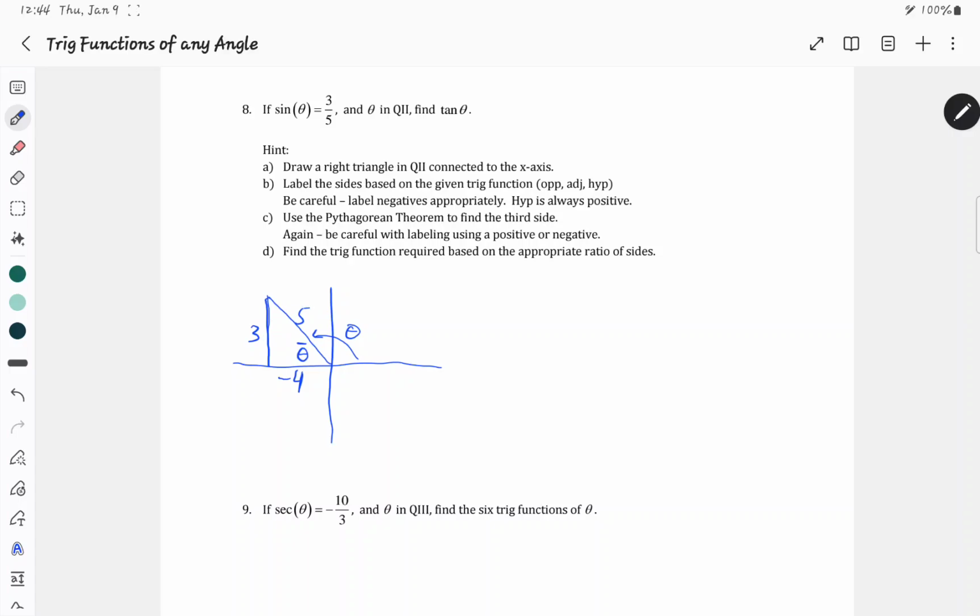So if we're looking for tangent theta, we can say tangent theta is going to be this opposite 3 over adjacent negative 4. So 3 over negative 4, or just negative 3/4. And that is basically it. So once you have your location appropriately drawn and your sides labeled, you can find any trig function that you want.